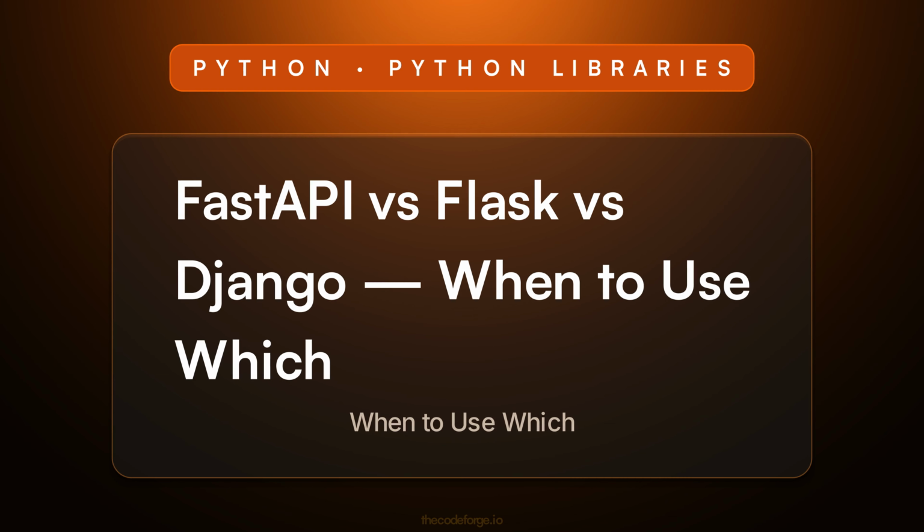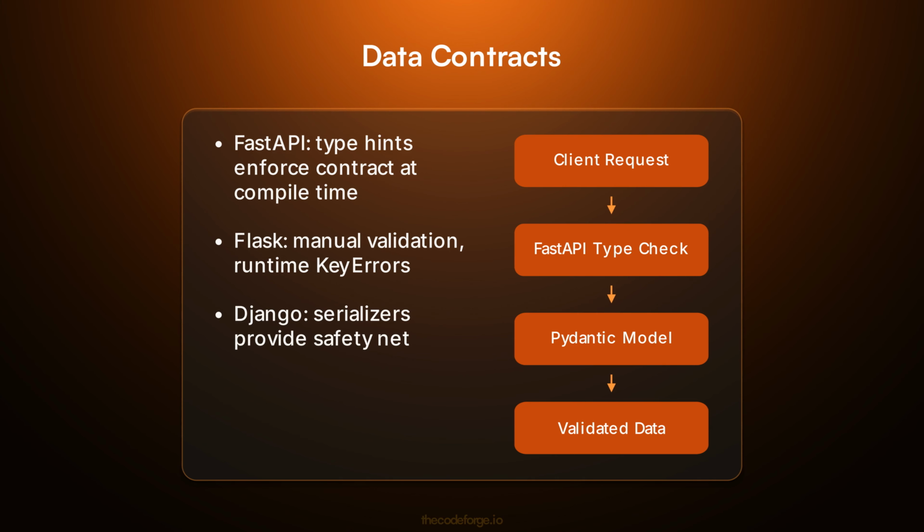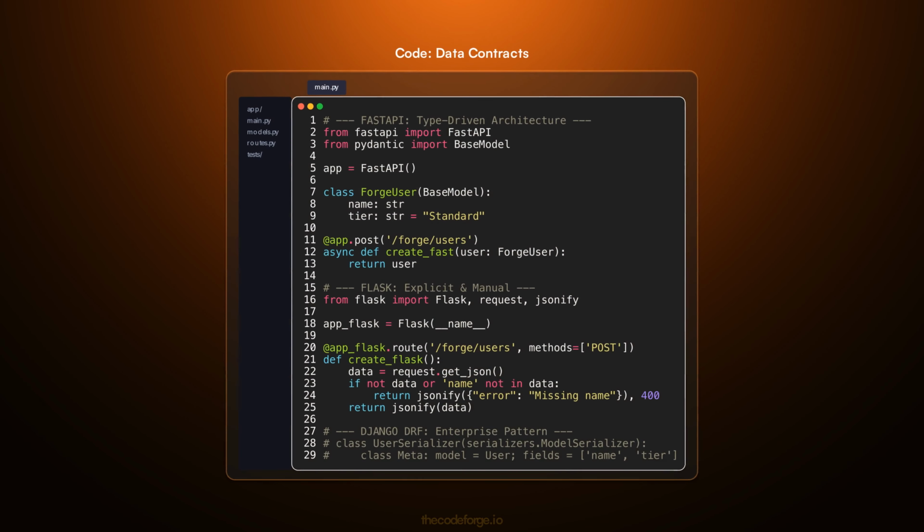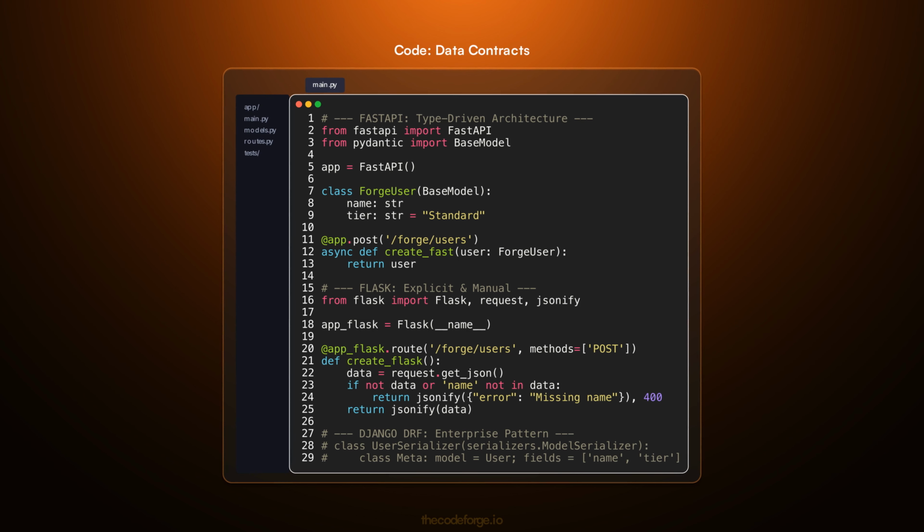The fundamental difference is how each framework handles the contract between client and server. FastAPI uses Python type hints for automatic validation and docs. Flask uses loose dictionaries. You write your own checks. Django uses structured serializers. Here's the same endpoint in all three frameworks. FastAPI's type hint automatically validates and generates Swagger docs. Flask requires manual checks. Django DRF uses a serializer class, more structure but more boilerplate.